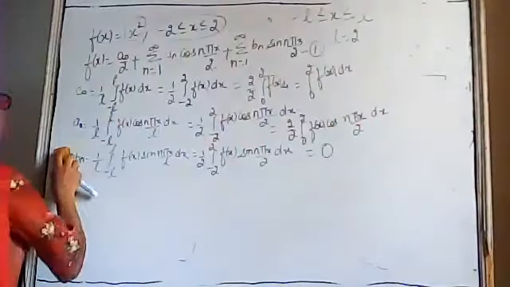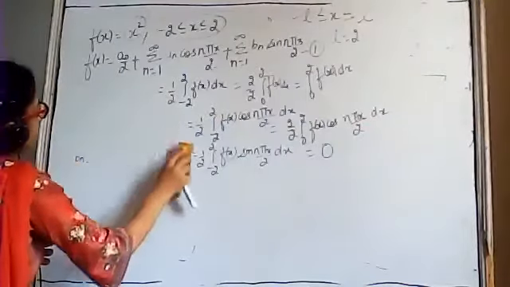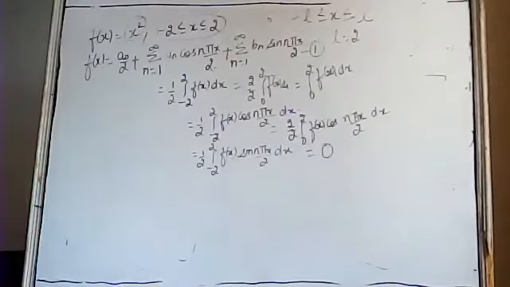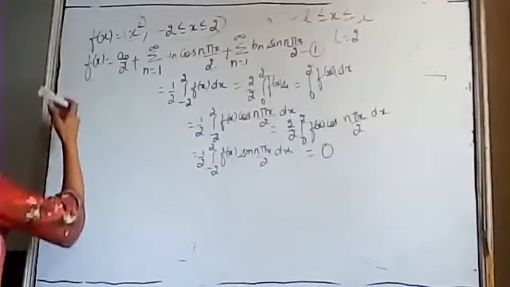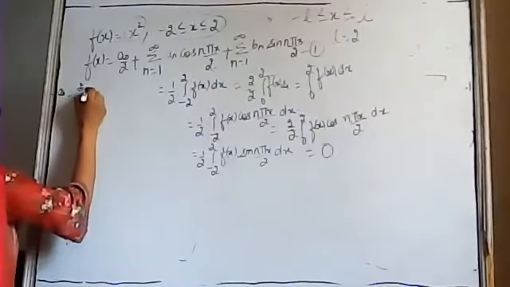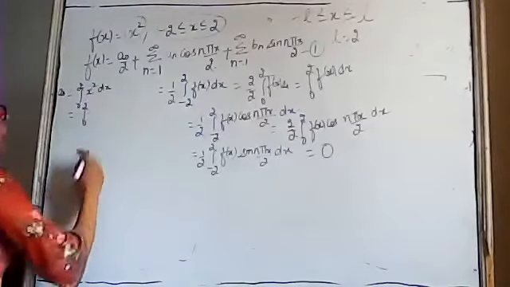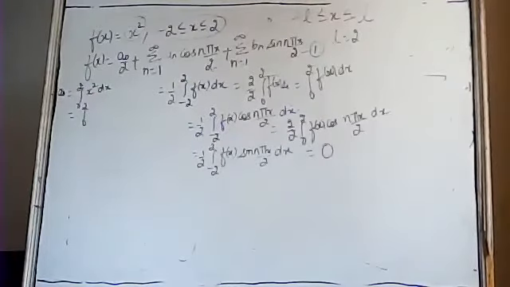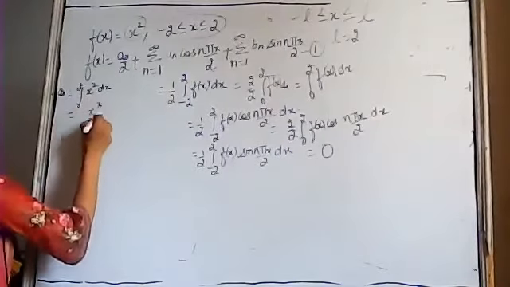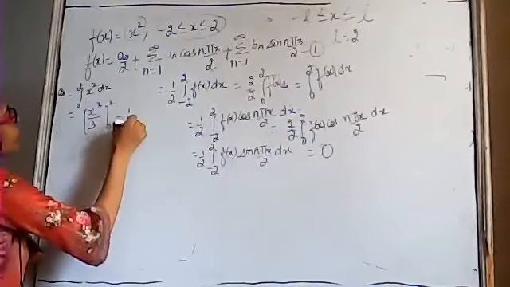First of all, the value of a naught. This is equal to the integral from 0 to 2 of f(x) dx, and the value of f(x) is x square. This is equal to the integral from 0 to 2 of x square. After integrating x square, you will get x cube. It will be x cube by 3, and the limits are from 0 to 2.